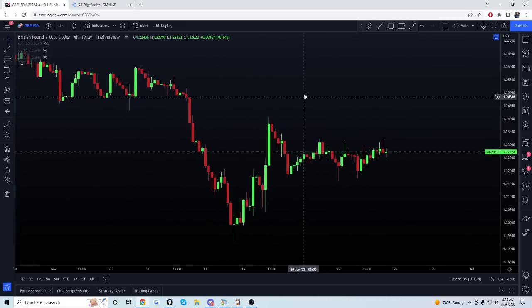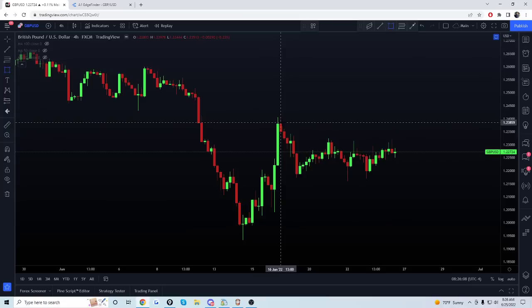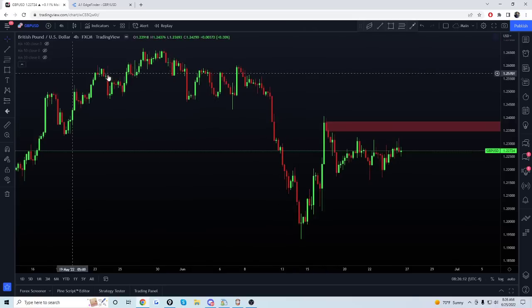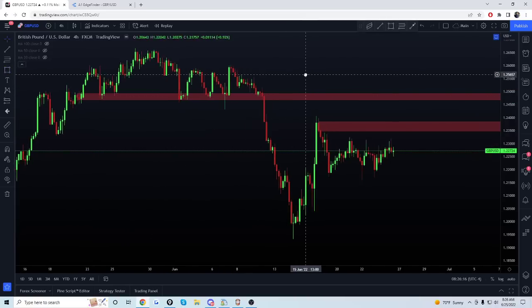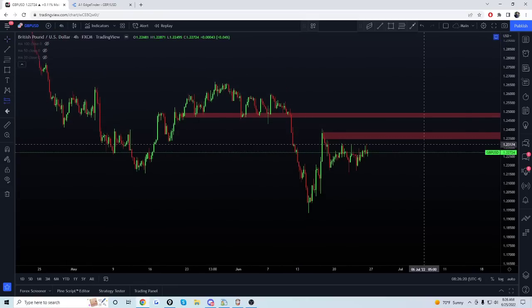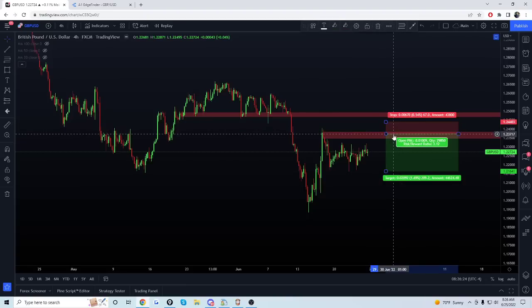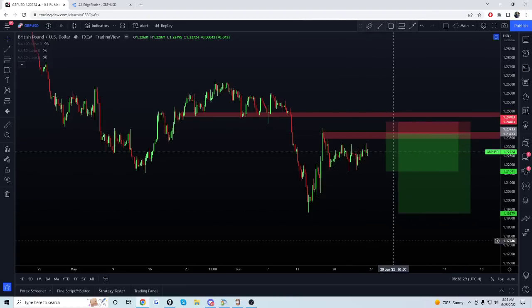Where would be the place to get short? Well, if price pops up into levels of resistance here, I like this for possible sells, and then maybe a bit more of a conservative entry would be a retest of this structure that we saw right around 1.25. Both of those areas would be points at which I could set up a sell trade, maybe something like this. And this is how I would craft one of my bigger opportunities.